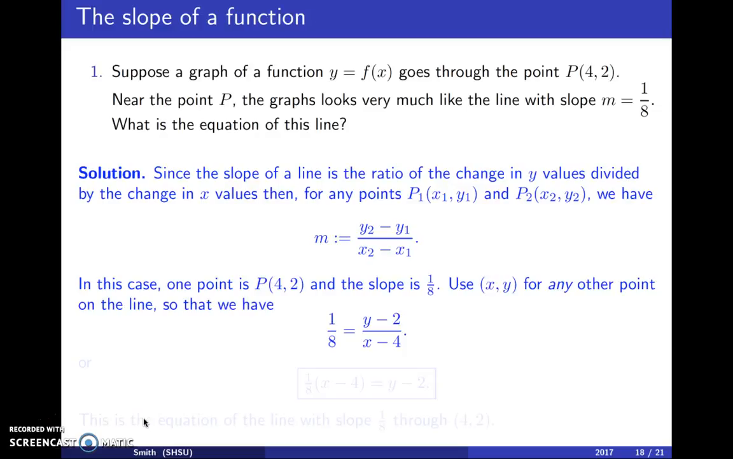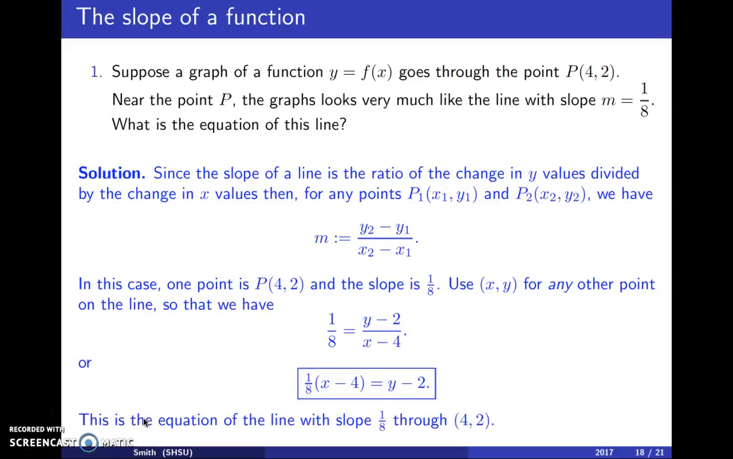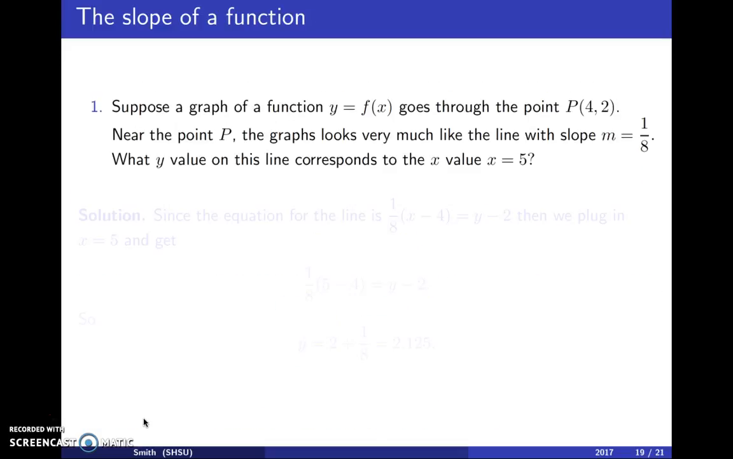I'm going to use (x,y) for any other point on the line so that my slope, 1/8, is the change in y values, y minus 2, over the change in x values, x minus 4, or multiplying by the denominator, we get this. There's the equation of the line with slope 1/8 through the point (4,2). This is in fact the point-slope formula I'm using here, and it's the best formula for working with lines in this class.